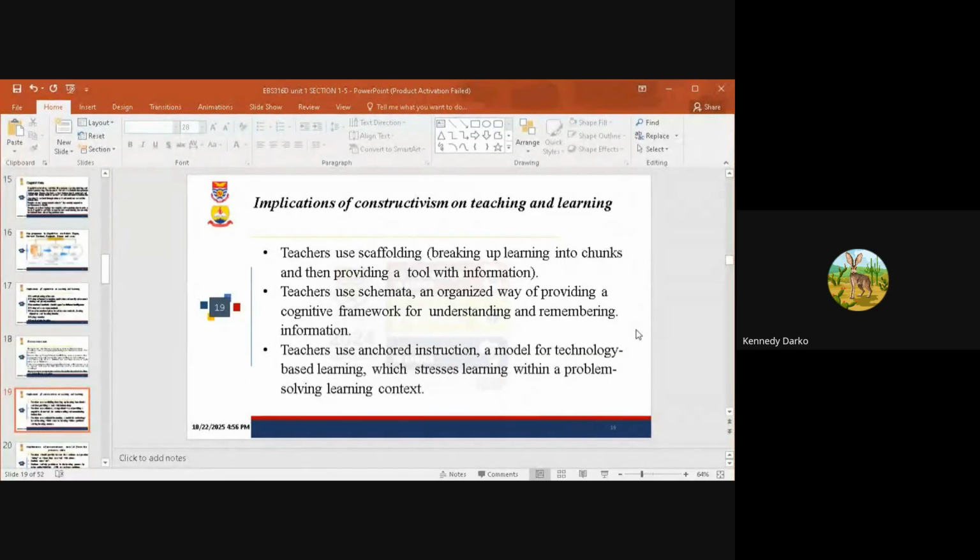All right, teachers use anchored instruction. A model for, yes.